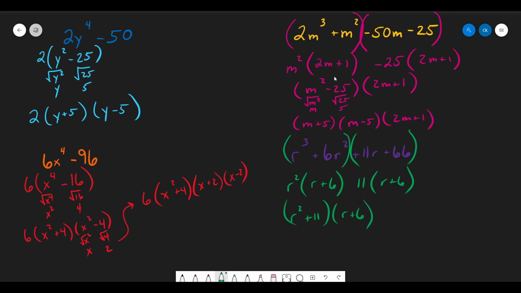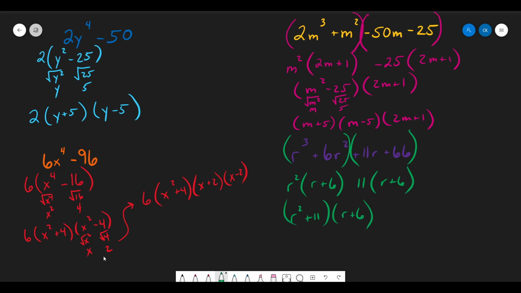But then we notice here, okay, we have a binomial with a minus in between, and both of these are perfect squares. So the square root of m squared is m, the square root of 25 is 5, so the first one is going to turn into m plus 5, m minus 5. The second one will just stay as 2m plus 1, and then that would be my final answer.